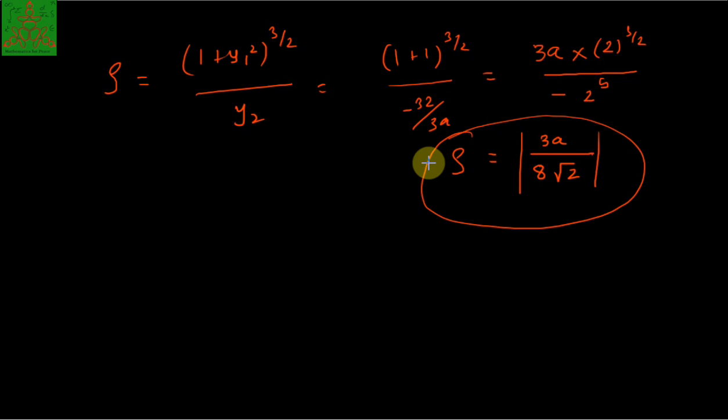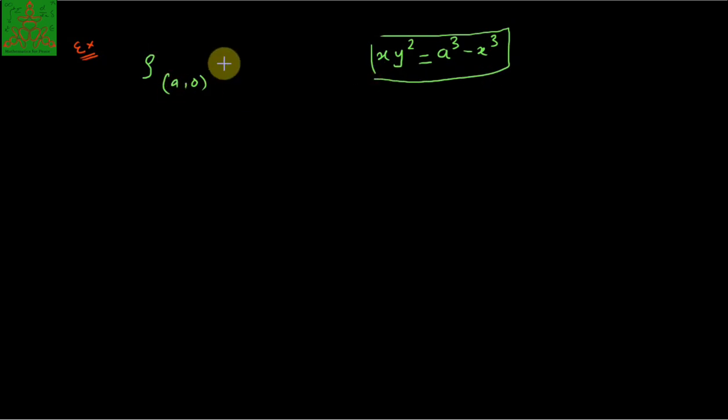Let's have one more example. Find the radius of curvature rho at the point (a, 0) for the curve xy square equal to a cube minus x cube. This is the curve. To calculate rho, we know that the formula is (1 plus y1 square) raised to 3 by 2 upon y2. For that I need the first order derivative and second order derivative. So I am differentiating this equation with respect to x, and using the product rule we have x as it is.